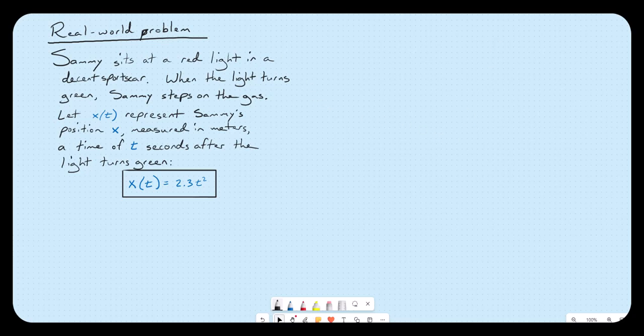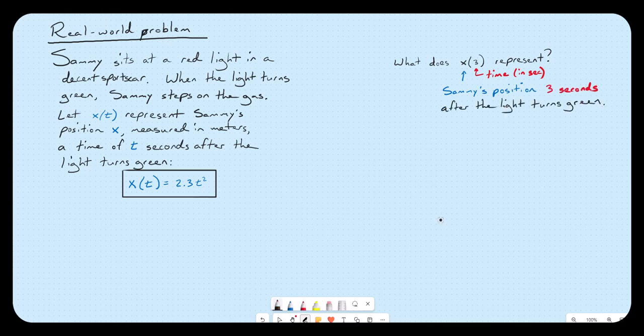I could ask, what does x of 3 represent? So x, remember, is Sammy's position. So this part of it tells me this is representing Sammy's position. And then the argument of this function, this is the time in seconds. So this is Sammy's position after 3 seconds. That's what that one is.